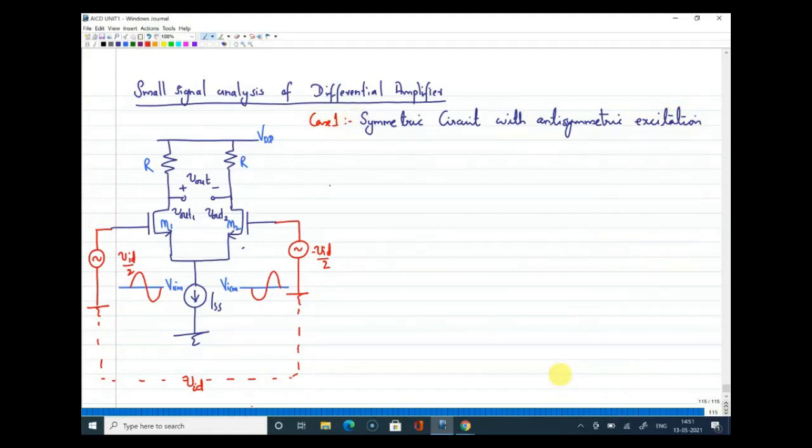Question: is a DC voltage applied to keep M1 and M2 in saturation? Yes, that is what we told, right? When you apply VICM, it should be in the range of VICM minimum to VICM maximum. Is that clear, Akash?